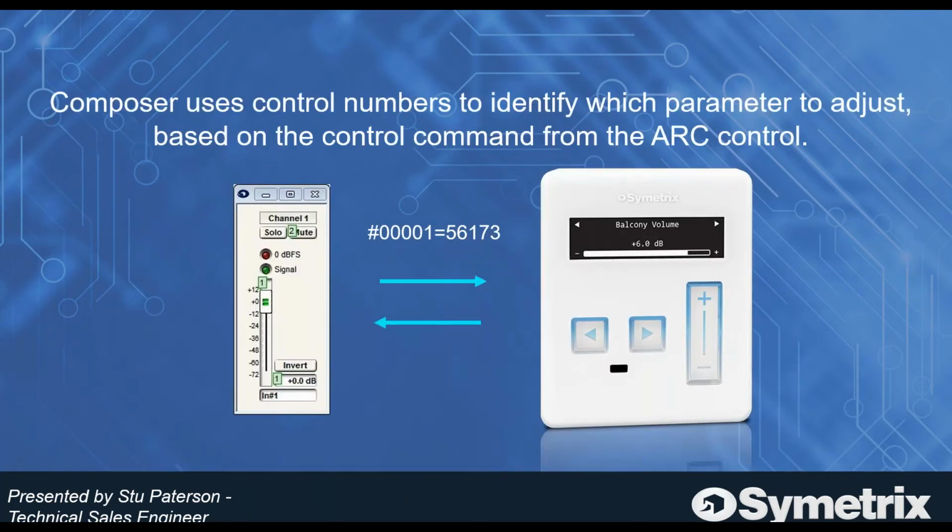Now, what are our controllers? Well, our controls effectively control parameters within Composer and thus the DSP based on controller IDs. As you can see in this example, we have the mute function set to a controller ID of 2 and the fader set to a controller ID of 1. That is how it communicates. That is how our ARC controls, with the exception of the RC3, communicate with the programming and make our selections.